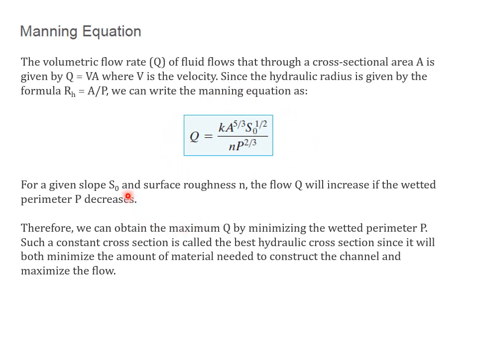So for a given slope S0 and surface roughness n, the flow Q will increase if the wetted perimeter P decreases, as you can see in this equation. Therefore, we can obtain the maximum Q by minimizing the wetted perimeter P. Such a constant cross-section is called the best hydraulic cross-section, since it will both minimize the amount of material needed to construct the channel and maximize the flow.